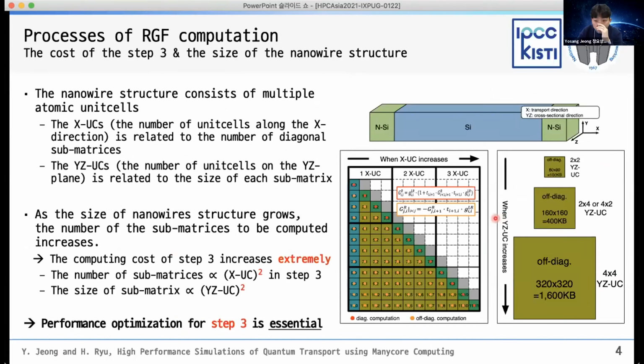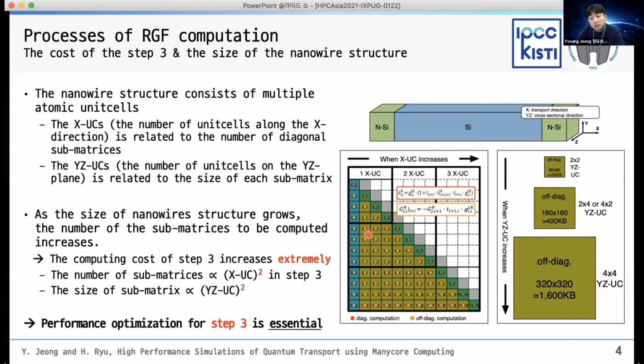Let's think about the computing cost of step 3 and the size of the nanowire structure to be simulated. The nanowire structure consists of multiple atomic unit cells. The transport happens along the x direction. The XUC, which means the number of unit cells along the x direction, is related to the number of diagonal submatrices. And YZUC, which means the number of unit cells on the YZ plane, is related to the size of each submatrix.